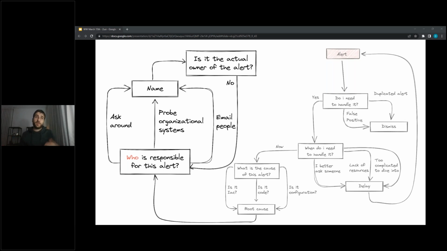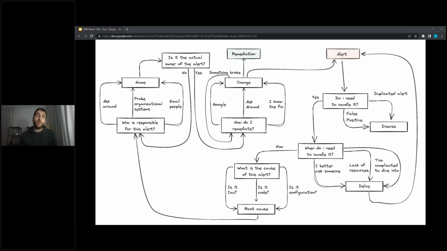I can go and ask around, I can probe any organizational systems I have, Slack them, email them, find the person, and then if I find a person and they tell me, nah, you're looking at the wrong person, this is actually who I need to talk to, that ping pong takes time, right? So let's say I did all that, right? I managed to decide I want to handle it. I want to handle it right now. I know the root cause. I know the person who owns this.